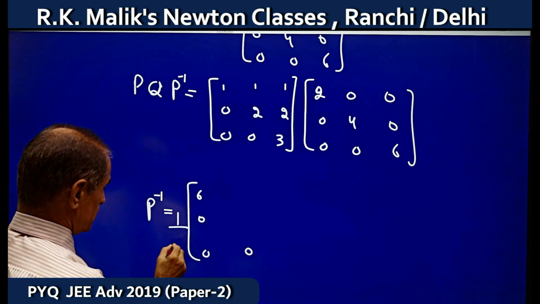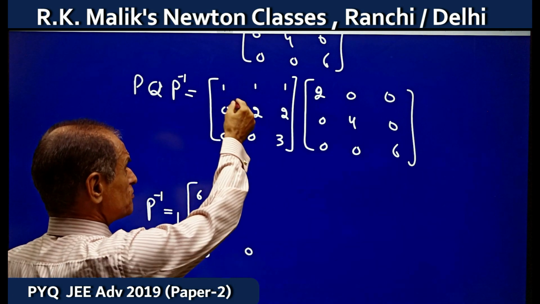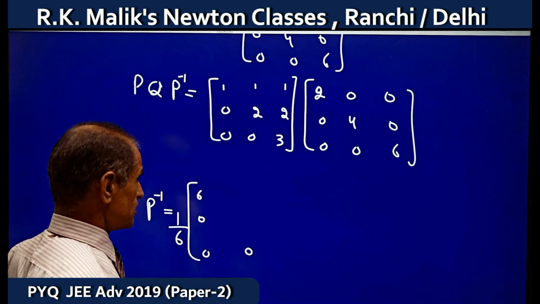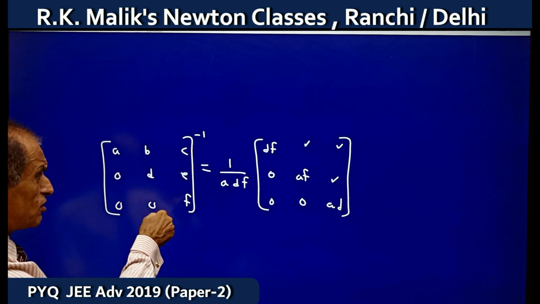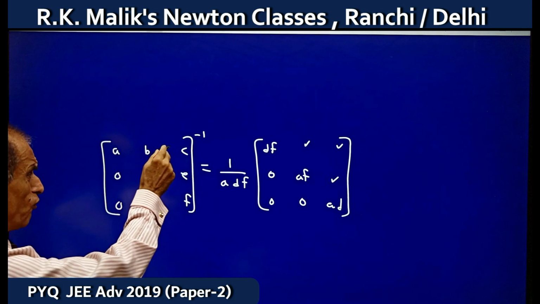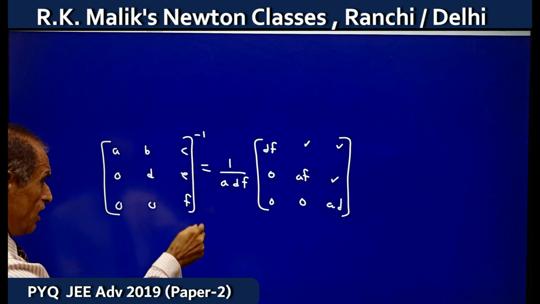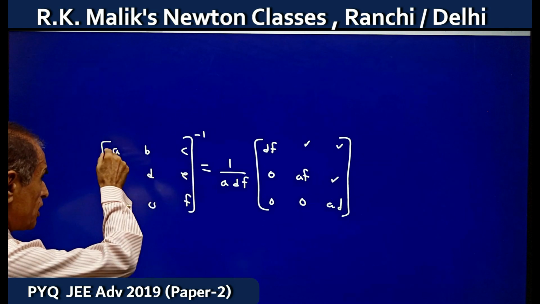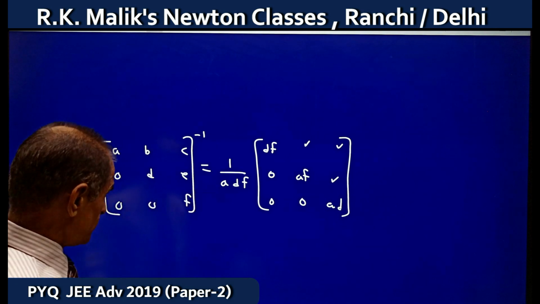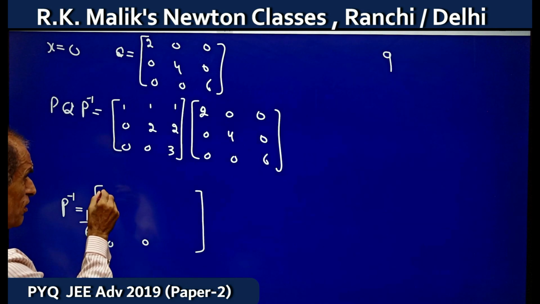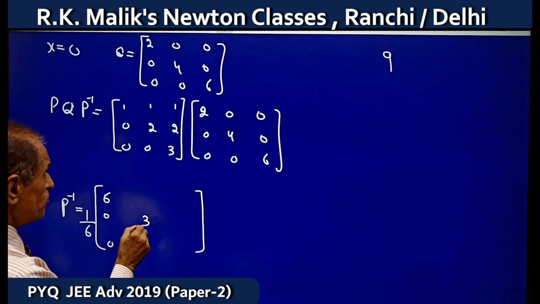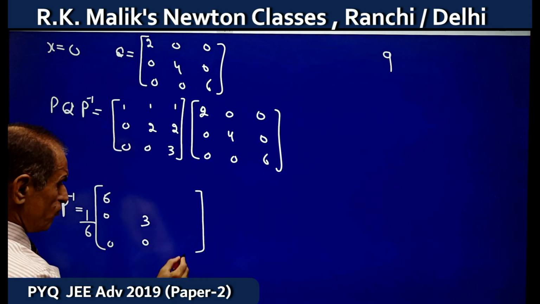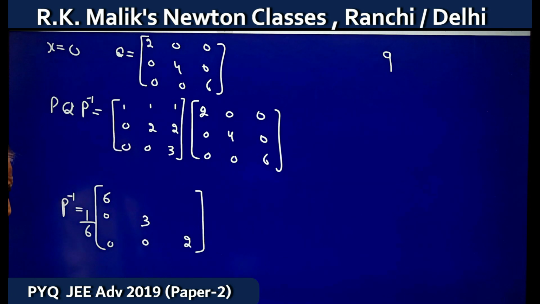Outside, 1 by 6 will come, because 1 by the product of all the three elements will be there. As I told you, in the inverse of any triangular matrix, outside 1 upon the product of all the three elements comes. For this position, 6 will come. For this position, 3 will come, 1 into 3. 1 into 2, that is 2 will come.